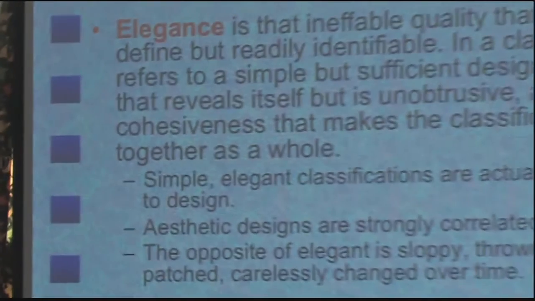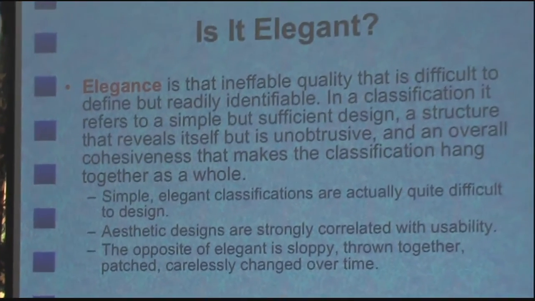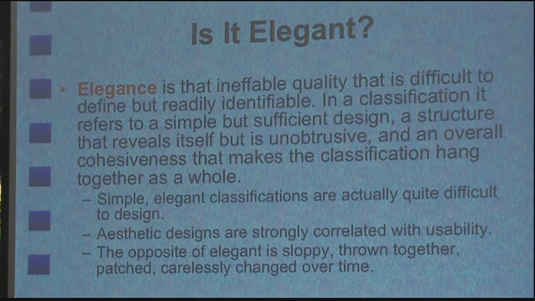And related to that is this notion of elegance, which is that a classification would be a simple but sufficient design, a structure that reveals itself. What I mean by that is that you know how it works. You get right away what it's doing. But it's unobtrusive, so you don't have to keep battling it. You don't have to keep figuring out where you're going with it.